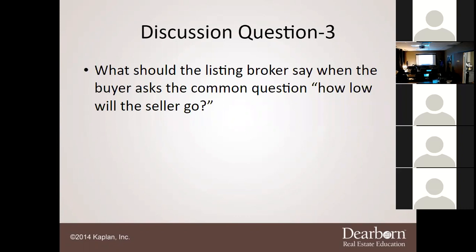Okay, here we go. I'm a buyer, and you've got your listing. So, question: how low will your seller go? I'm not allowed to disclose that information to you. Well, it doesn't matter. You can tell me. No, that's confidential. You can tell me. I can't tell you. Come on. I just said I can't tell you.